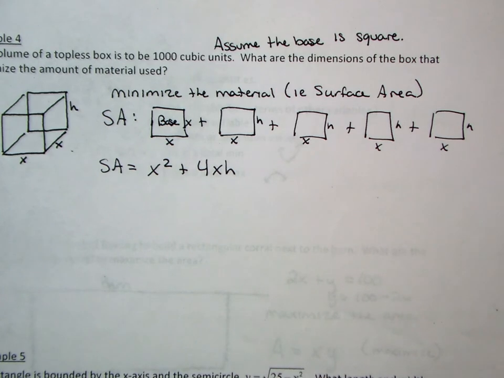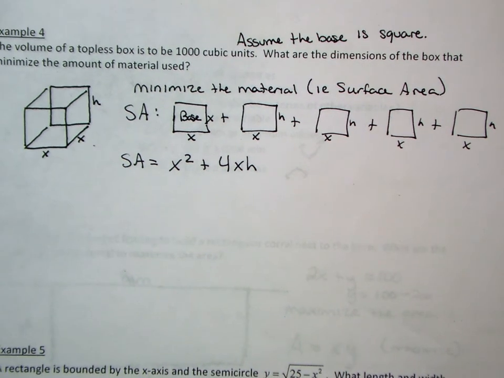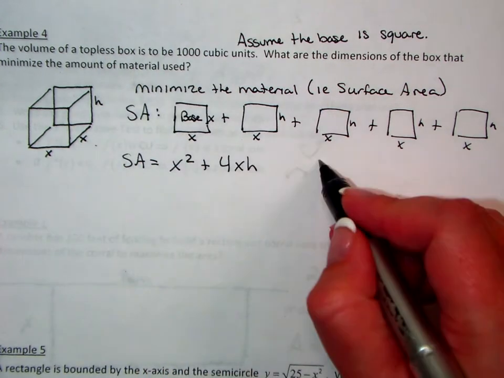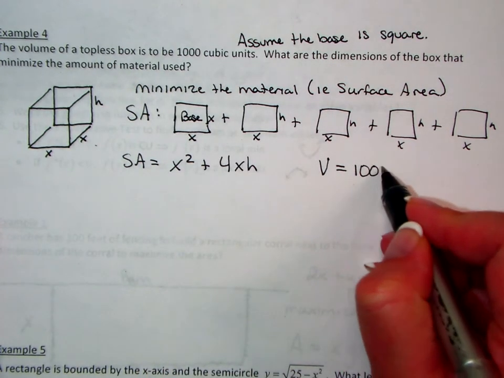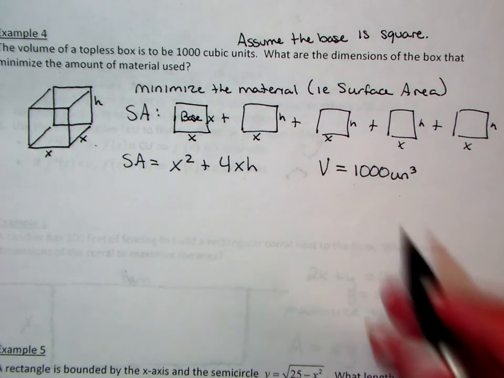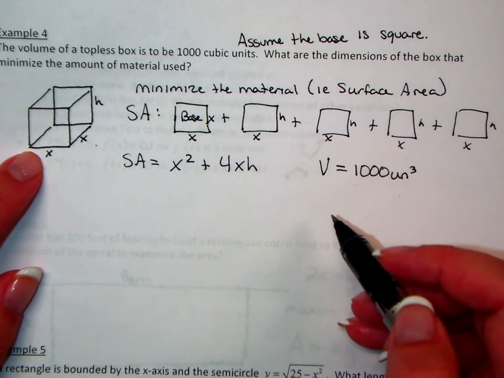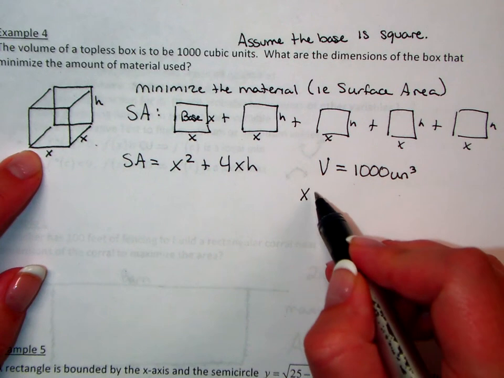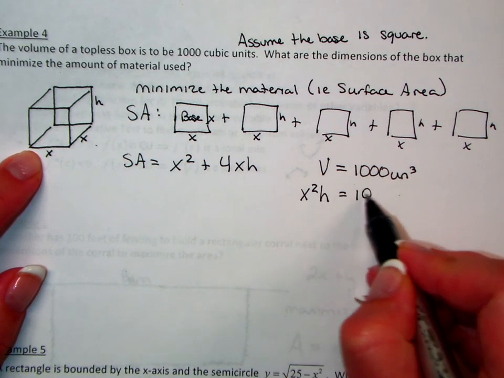Now before we can optimize this, we need to write this in terms of one variable. We either need to get rid of the x or get rid of the h, whichever one's easier. There has to be another equation. The other number we were given is this 1,000 cubic units. This is the volume. So what is the volume of this box? Length times width times height, so x squared h is equal to 1,000.